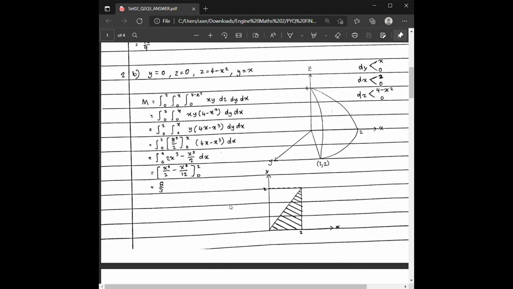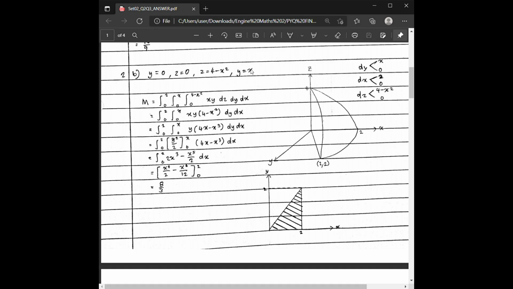Moving on to question 2b. The 2b asks us to find the mass of the solid in the first octant bounded by the plane. From the equation, it gives us y equal to 0, z equal to 0, z equal to 4 minus x squared, and y equal to x.